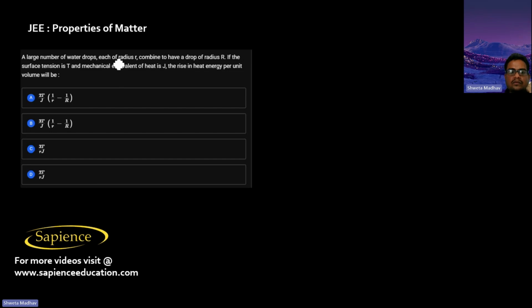A large number of water drops, each of radius r, will combine to form a drop of radius R. If the surface tension is T and the mechanical equivalent of heat is J, the rise in heat energy per unit volume will be? Now, the change in the surface energy will be obtained as heat.